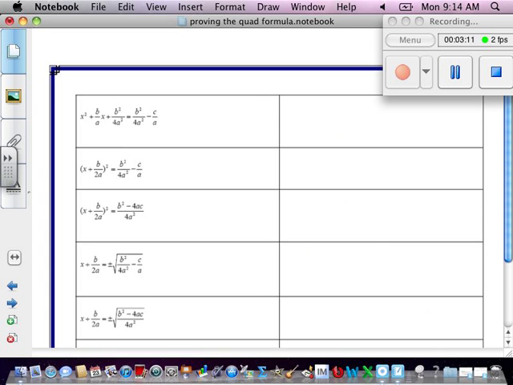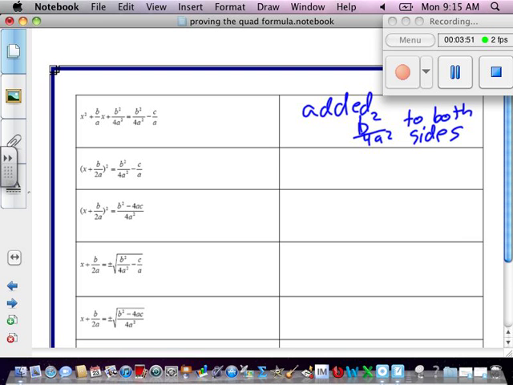Okay, so we added b squared over 4a squared to both sides of the equation. This is just to figure out what the formula is. You will not have to do this for every single problem. Once we get to what the formula is, you'll only have to plug it in. But I want to show you where the formula comes from.